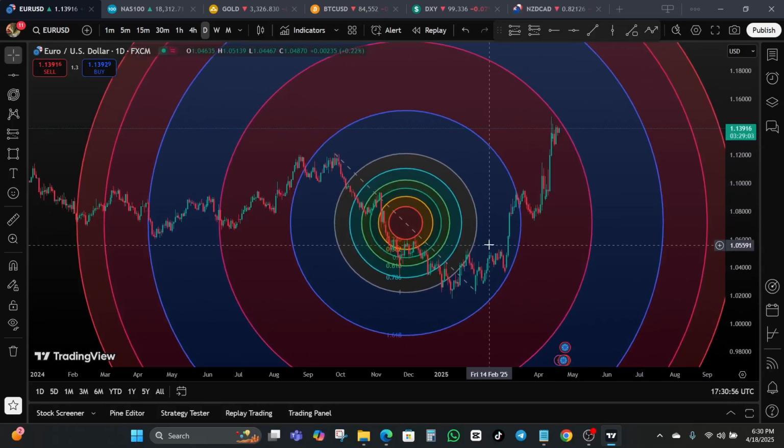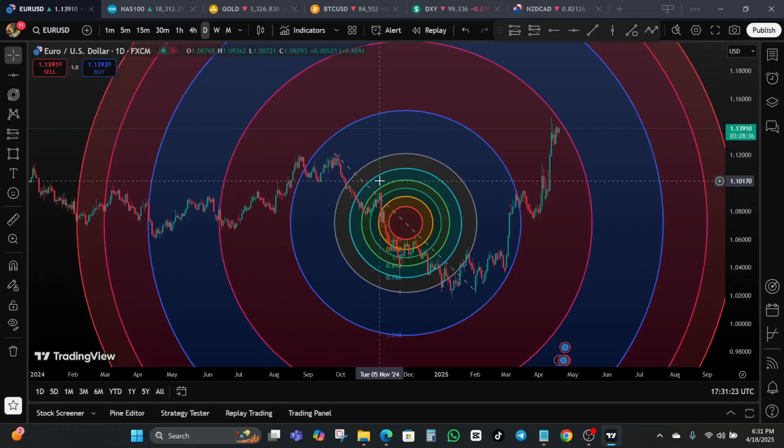So you can see that as price got towards this arc, can you see that there was a rejection? And as price got here, you can see that price is already reacting to this next arc. If we go back a little, we can see how price reacted around this zone, and even this zone as well.